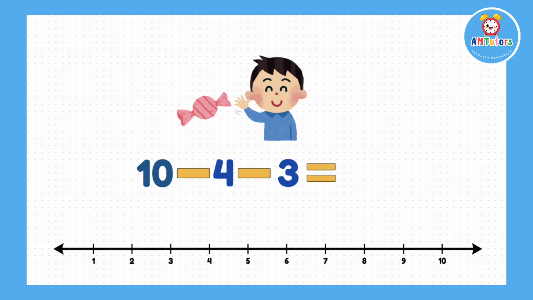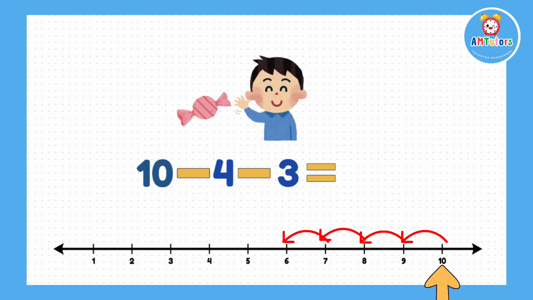Right, time for the answer. So we have to start on the number 10 because that's how many sweets Tom starts with. We then jump back 4 spaces. 1, 2, 3, 4. We land on the number 6.